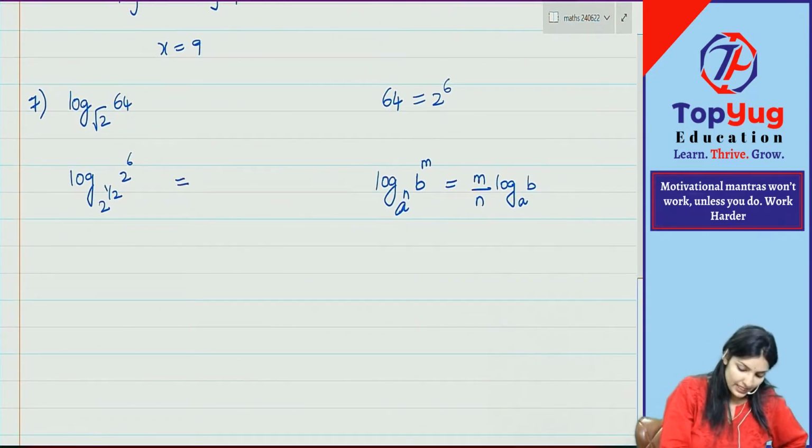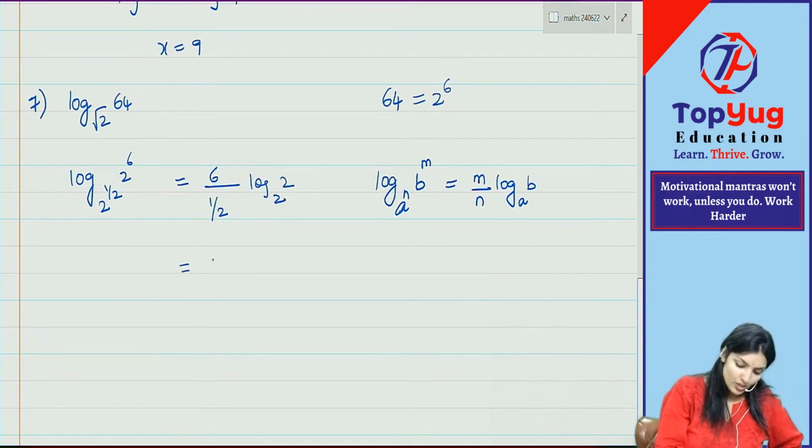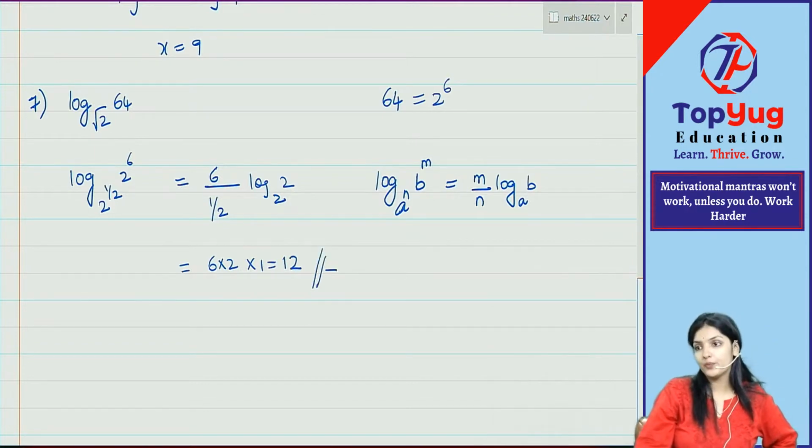So basically can I write 6 divided by 1 by 2 log 2 to the base 2. So 6 into 2 into 1. Answer is 12. Am I clear on this part?